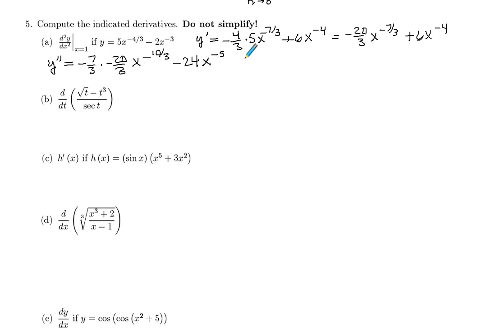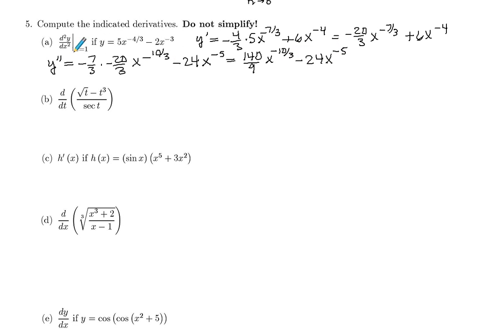And then we can simplify those guys, multiply them together. So negative times negative is a positive. 7 times 20 is 140 over 3 times 3 is 9. And we've got an x to the negative 10/3. And then minus 24 x to the negative 5.